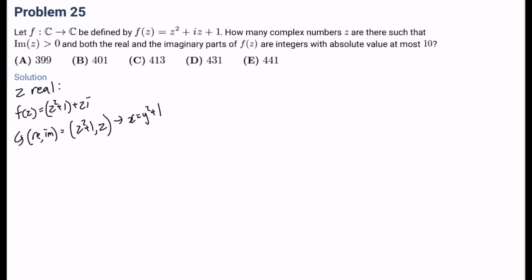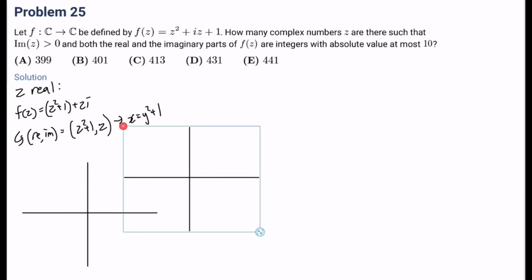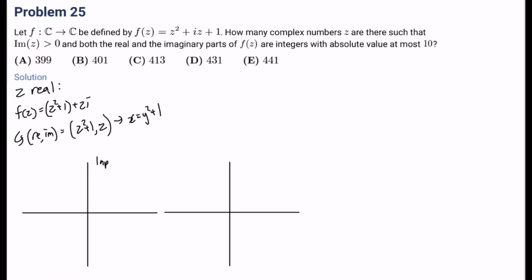If we draw our axes, this is what we put in, so that's our input, and this is our output. We have the real and imaginary axes, this is the complex plane. Then this is what comes out when we put in real values of z. So that's going to look something like this, a parabola that looks like that, centered right there, and that's our parabola.